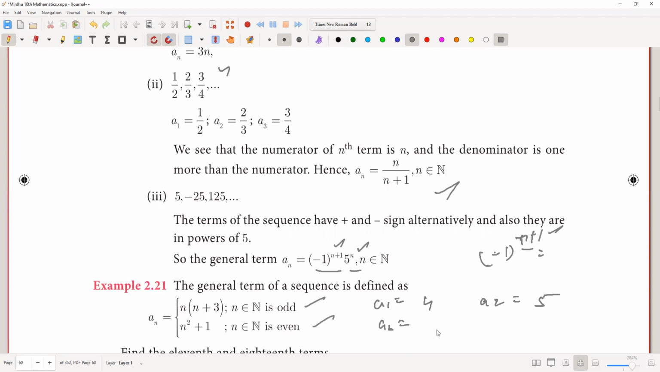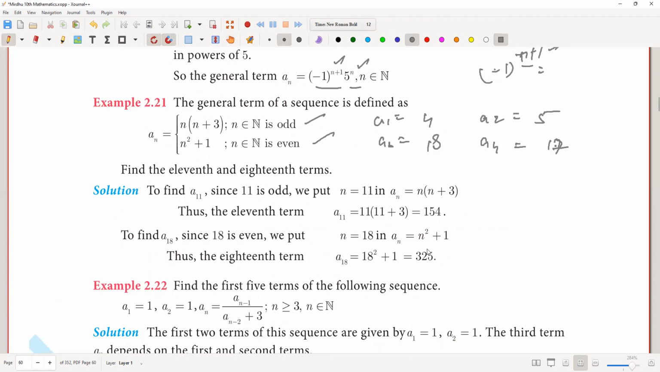Third term, A3, 9 into 3? 18. A4, okay. So that would be the sequence of each and every term. All right. What they asked for, 11th and 18th term. A11, it's odd. So 11 into 11 plus 3, 14. So 11 into 14, 154. Okay.